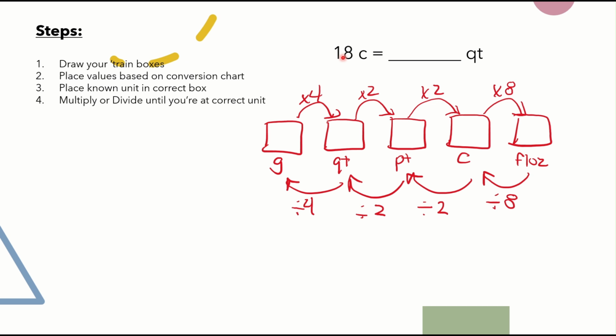Step 3, we will put in the correct unit of what we know. We know we have 18 cups, so I will put the 18 where the cups are, and I'm going to quarts. In this case, I'm going from a smaller unit to a larger unit, so I would simply divide. 18 divided by 2, I get 9. 9 divided by 2, I get 4.5. So we know that 18 cups is equal to 4.5 quarts.